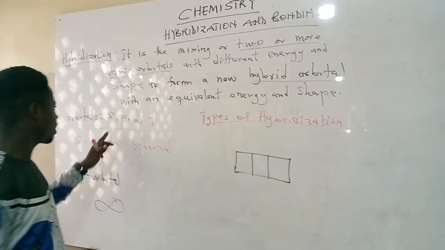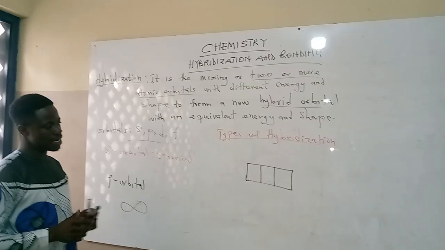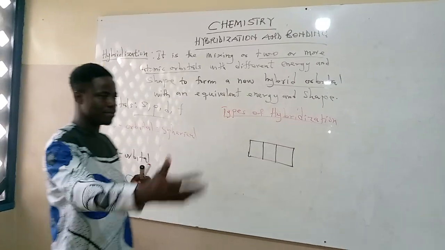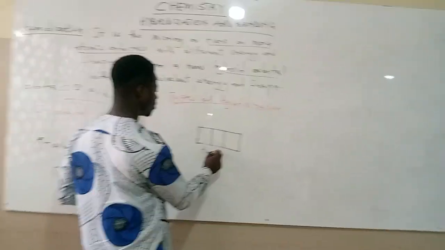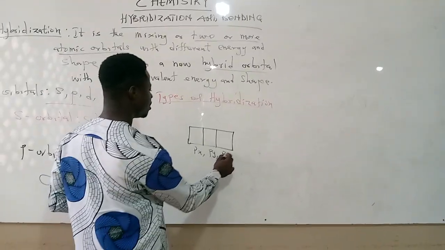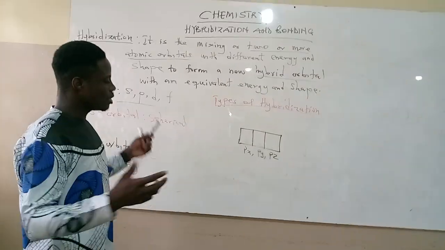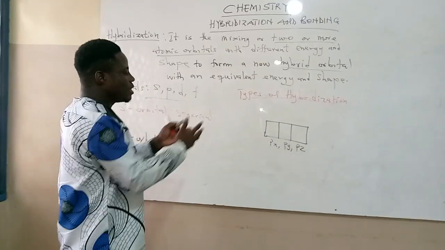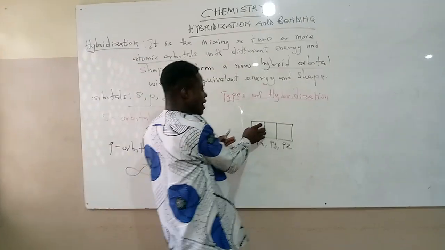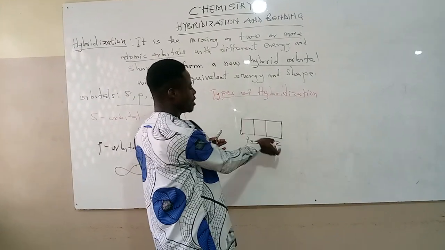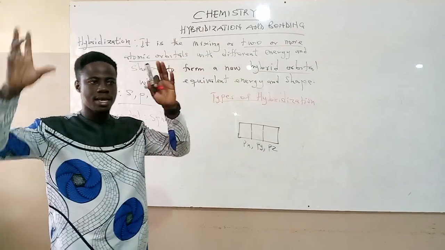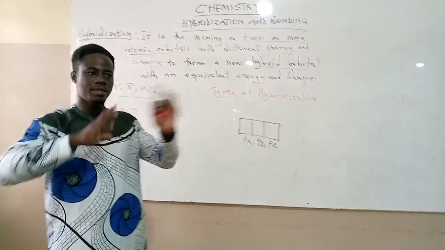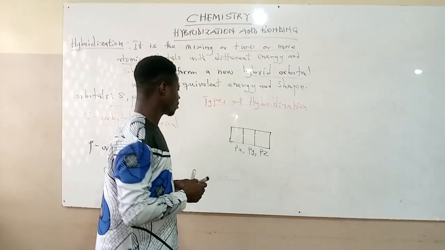For instance, when you pick the p orbital, it is a degenerate orbital with three subdivisions. We have the px, py, and then the pz. They all have the same energy level, meaning the energy level here is the same as the energy level here, is the same as the energy level here. But in terms of direction or orientation in space, they have different orientations in space.